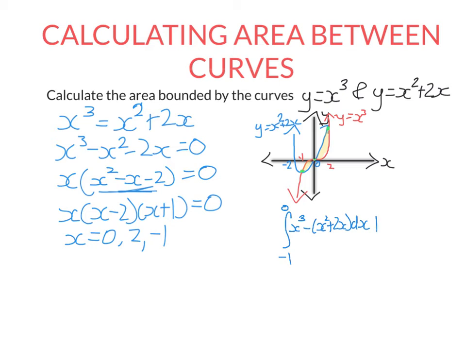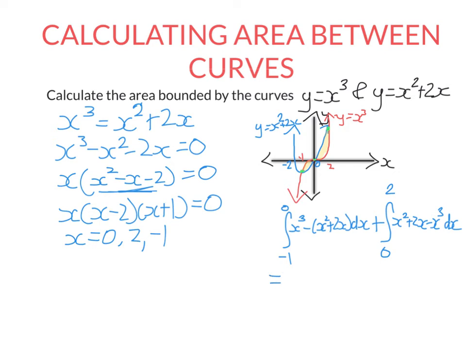Then we're going to add the area in the second region. This area here, this time the blue function's on top. So that goes between x equals 0 and x equals 2, and it will be x squared plus 2x, and this time we're subtracting x cubed because it's on the bottom, and I'll just put the dx in there. So let's just figure out these two definite integrals.